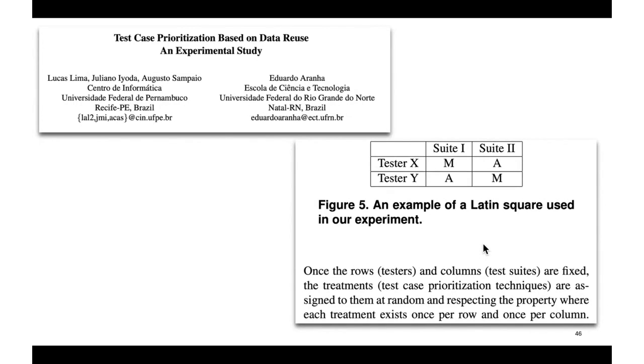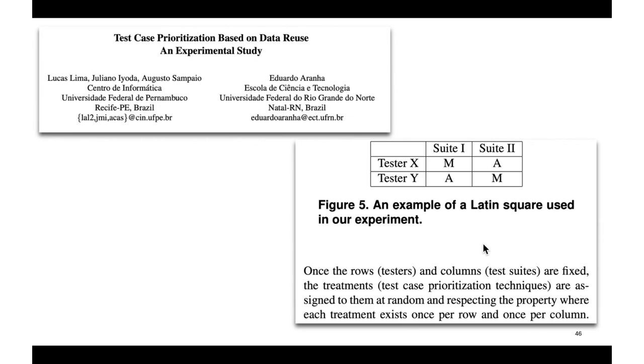In the study by Lucas Lima and his co-authors from Brazil, the authors considered one independent variable, which is the choice between a manual or automatic test prioritization technique. However, there are different testers, X and Y, and different suites, 1 and 2. So in order to identify benefits and shortcomings of automatic versus manual test prioritization, the authors opted for a 2x2 Latin square design.